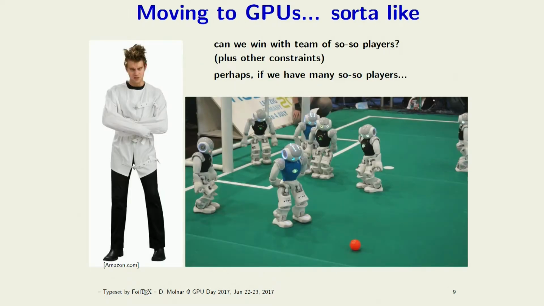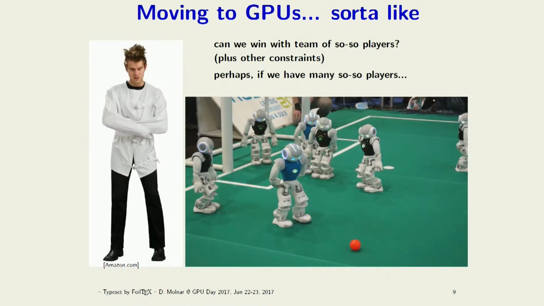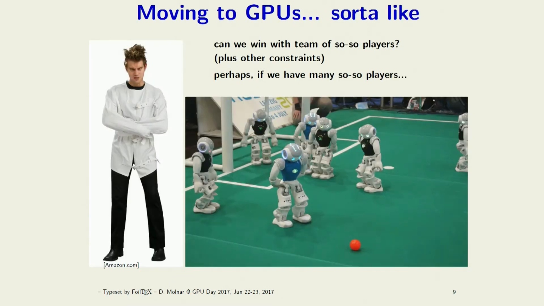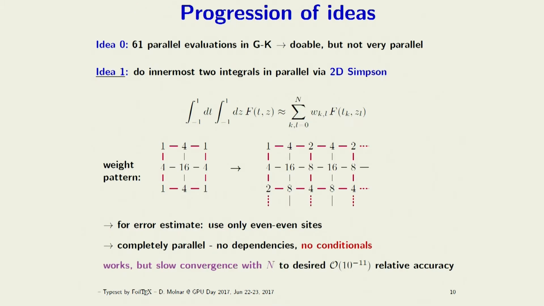So this is the kind of ideas that we did. Idea 0 was that, so I have to do integrals. Each integral requires 61 evaluations. Of course, I could trivially parallelize that 61. So I could go back to the inner level, and I say, okay, this 61 we do in one shot, and I could do that, and I gain a factor 61, but that's not enough. I really want to go in the thousands. So I don't find this exciting.